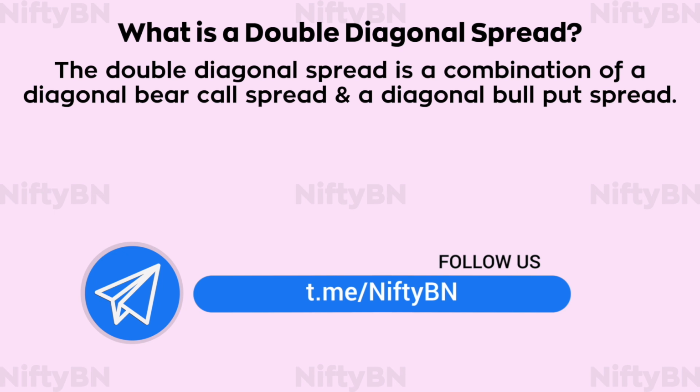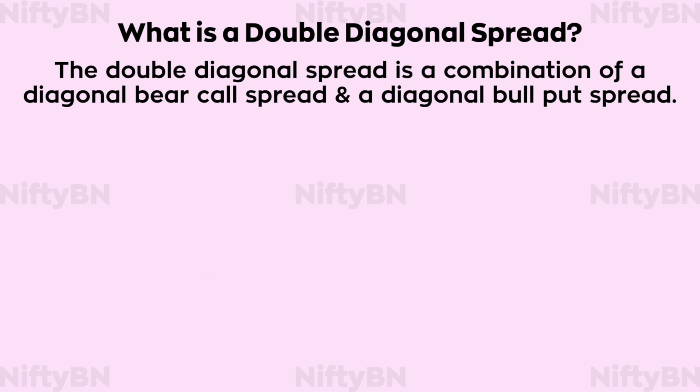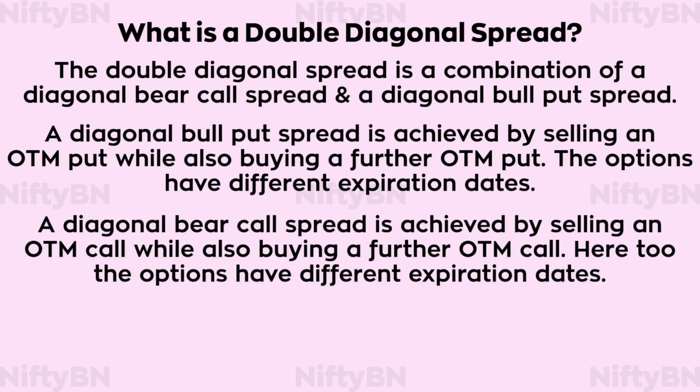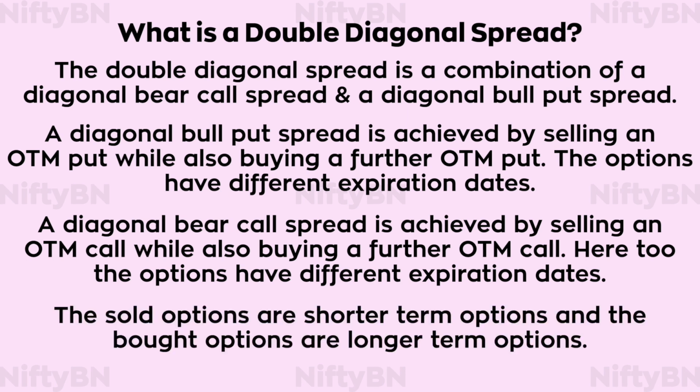The double diagonal spread is a combination of a diagonal bear call spread and a diagonal bull put spread. A diagonal bull put spread is achieved by selling an out of the money put while also buying a further out of the money put. The options have different expiration dates. A diagonal bear call spread is achieved by selling an out of the money call while also buying a further out of the money call. Here too, the options have different expiration dates. The sold options are shorter term options and the bought options are longer term options.